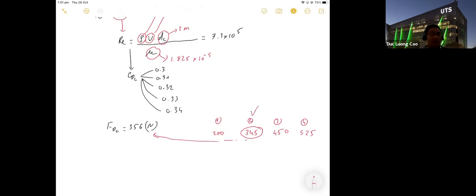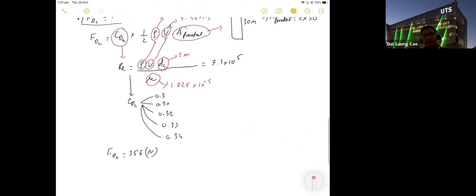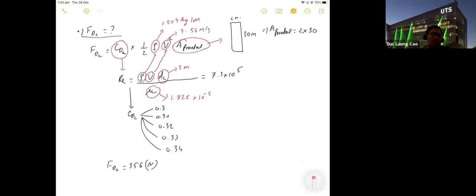Not exactly the same, because as I said, in fluid mechanics a difference smaller than 10% is accepted. Smaller than 5% is good. So don't worry about 0.32 or 0.31 or 0.33.